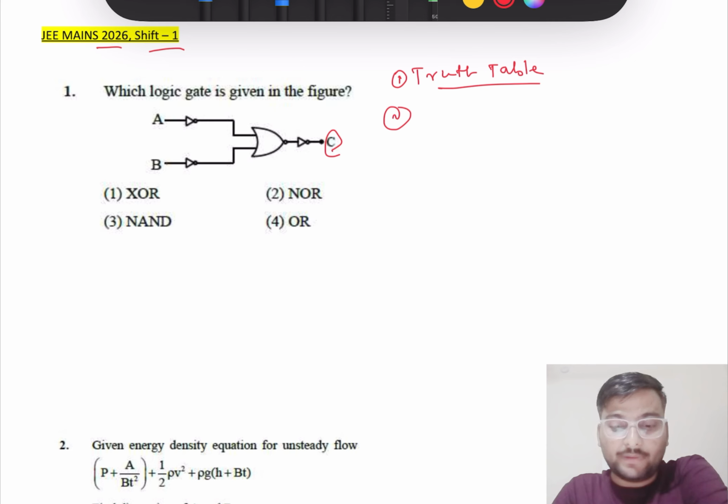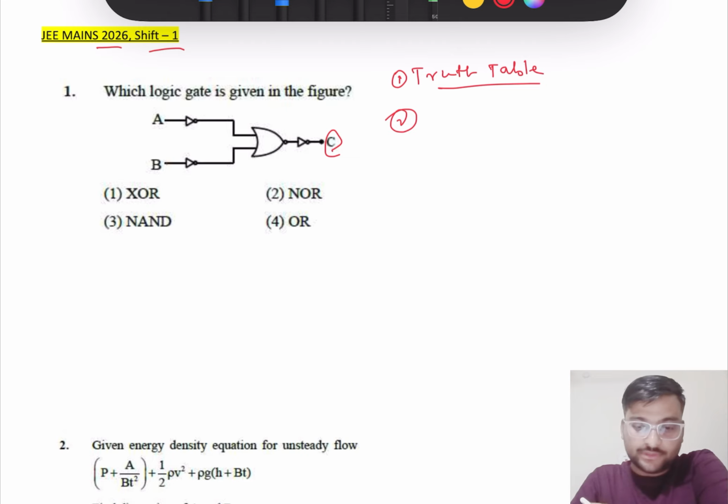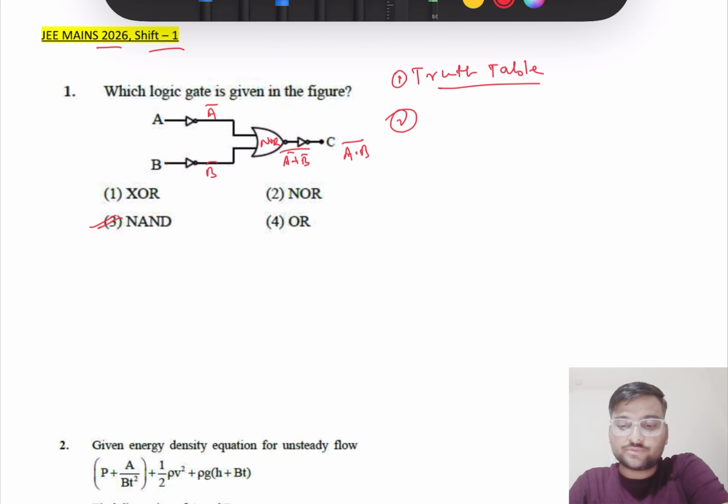Okay, suppose this A and B, the NOT gate will become A bar and B bar. Second, this is a NOR gate. So the NOR gate output will be how much? (A plus B bar) whole bar. And the output C will be (A dot B) whole bar. So okay, first of all I am solving with the truth table.